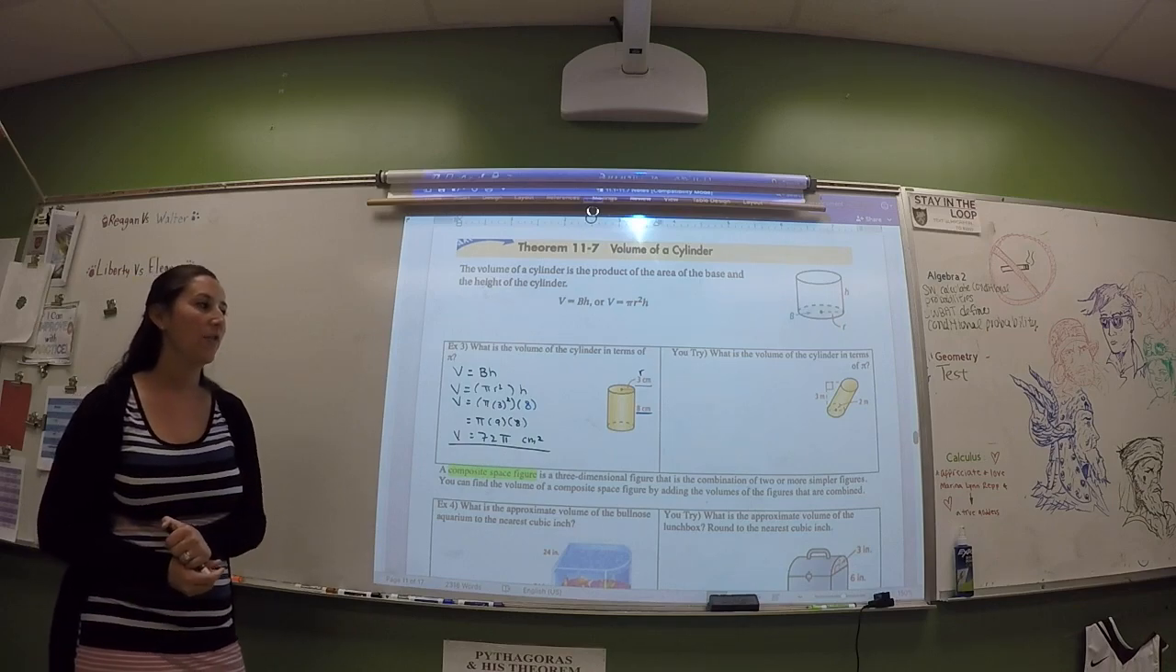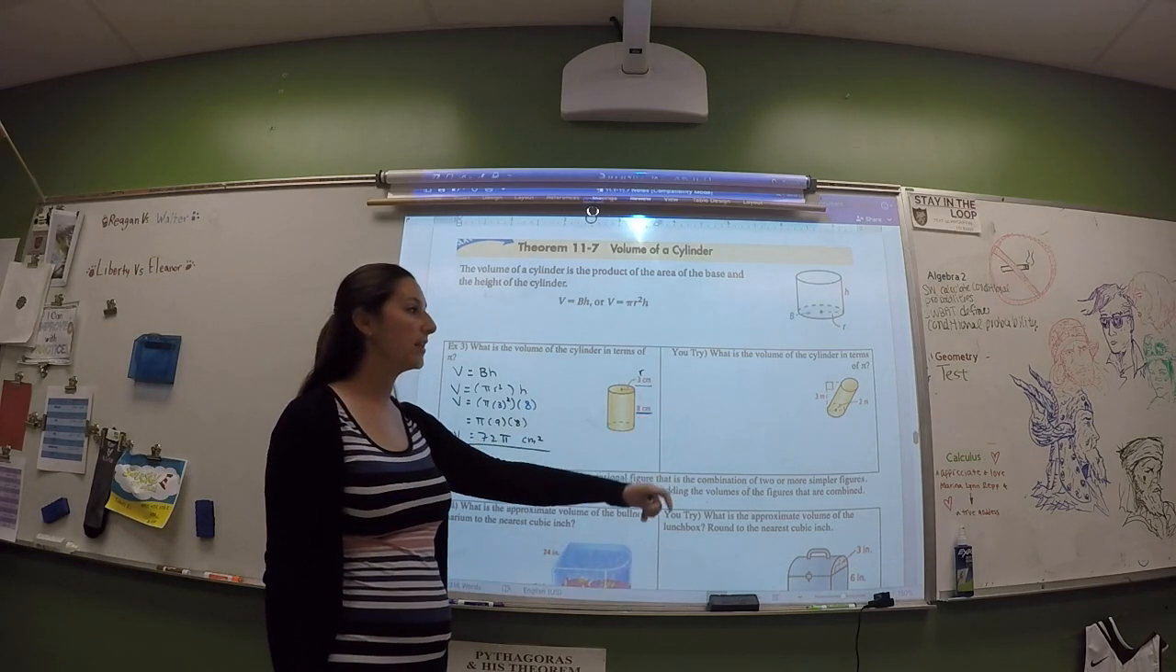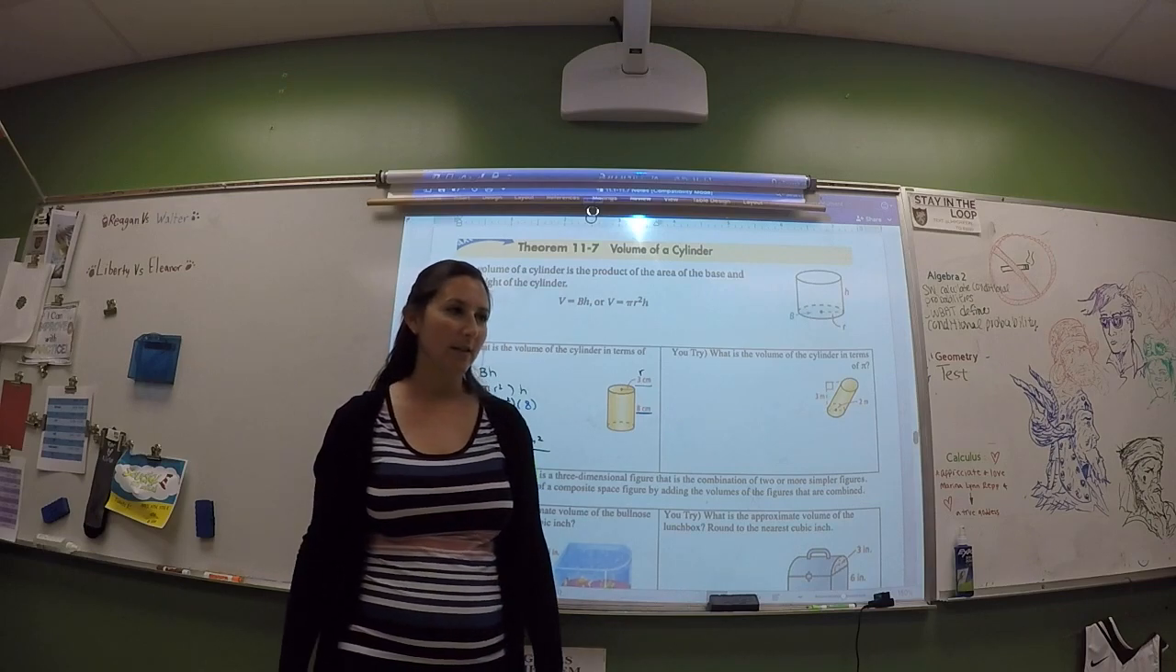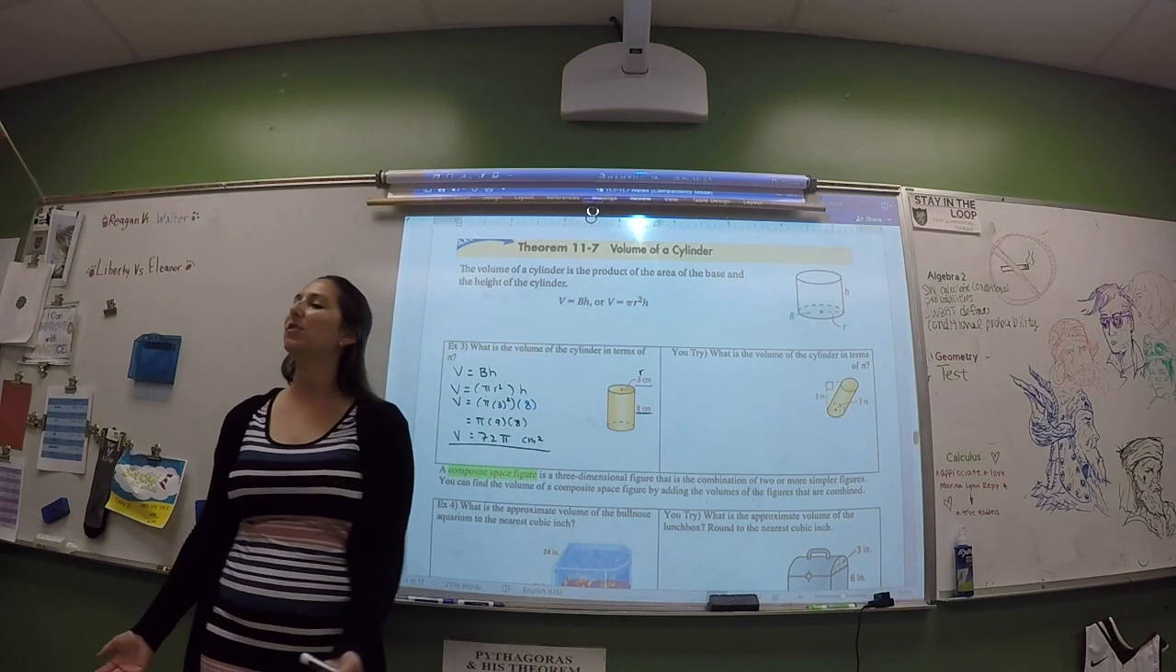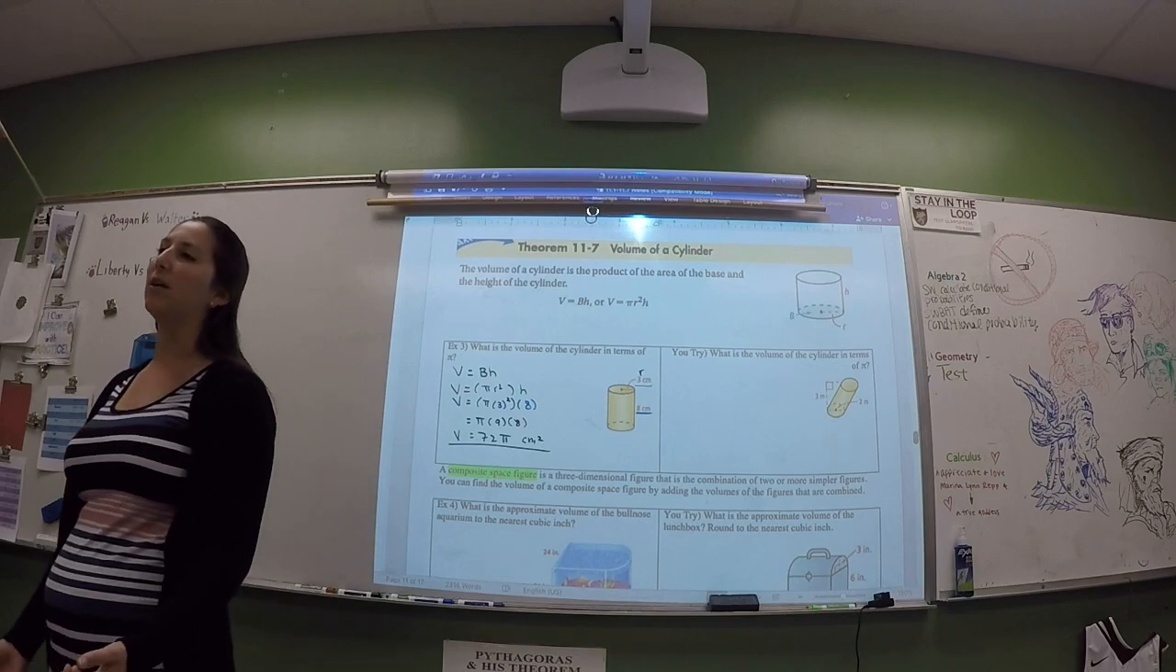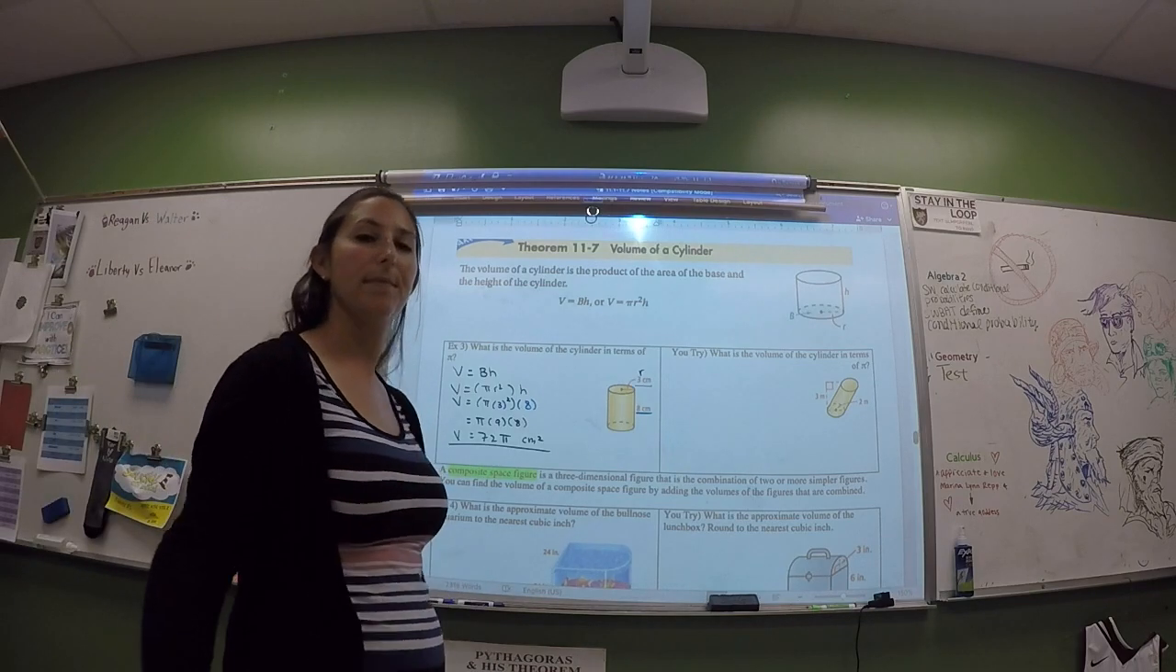The formula does not change if it's an oblique cylinder. It just looks different, okay? All that changes is it just looks different, but it doesn't change anything else. Question. Yeah. Will there be times when they don't?